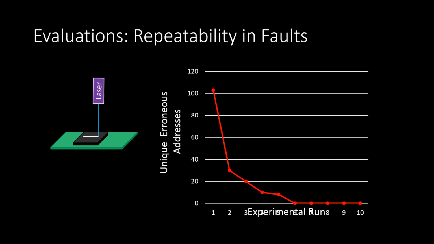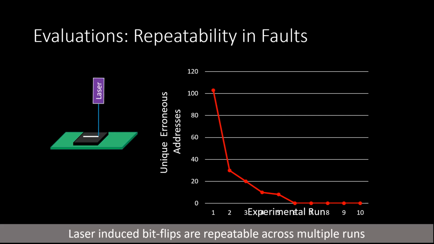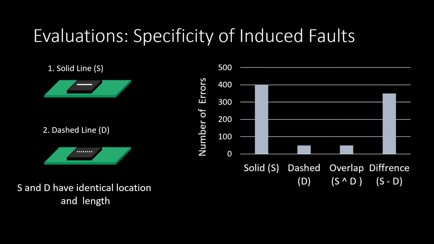And the reason that we see some unique addresses even in the 3rd run or the 2nd run is because sometimes the laser movements are not very precise. So the engraver also has its own set of limitations. But if you use a sophisticated laser, I think you can reduce these unique addresses. But overall, we see a lot of repeatability in these faults. The second thing that we want in our setup is the specificity of induced faults.